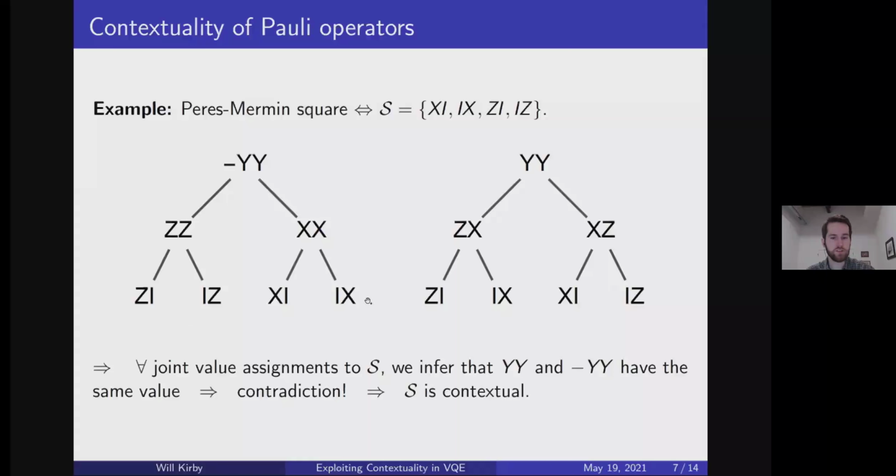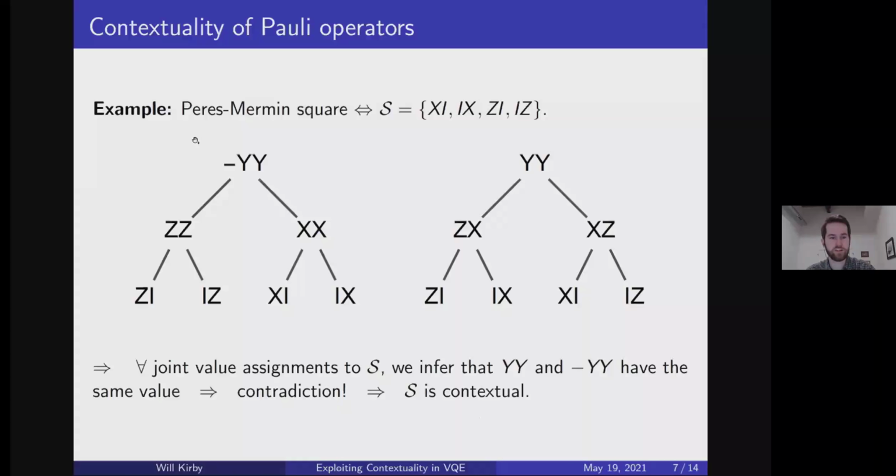And in particular, from these 2 trees, we can infer that the values assigned to both plus YY over here and minus YY over here have to be the products of the values in the original set. But this is a problem because it means that these values, which have to be plus or minus 1, assigned to plus YY and minus YY have to be the same. So this is a contradiction. And this means that any assignment of values to these trees must violate at least one of the inference relations that are encoded in these trees. And this implies that the set S is contextual.